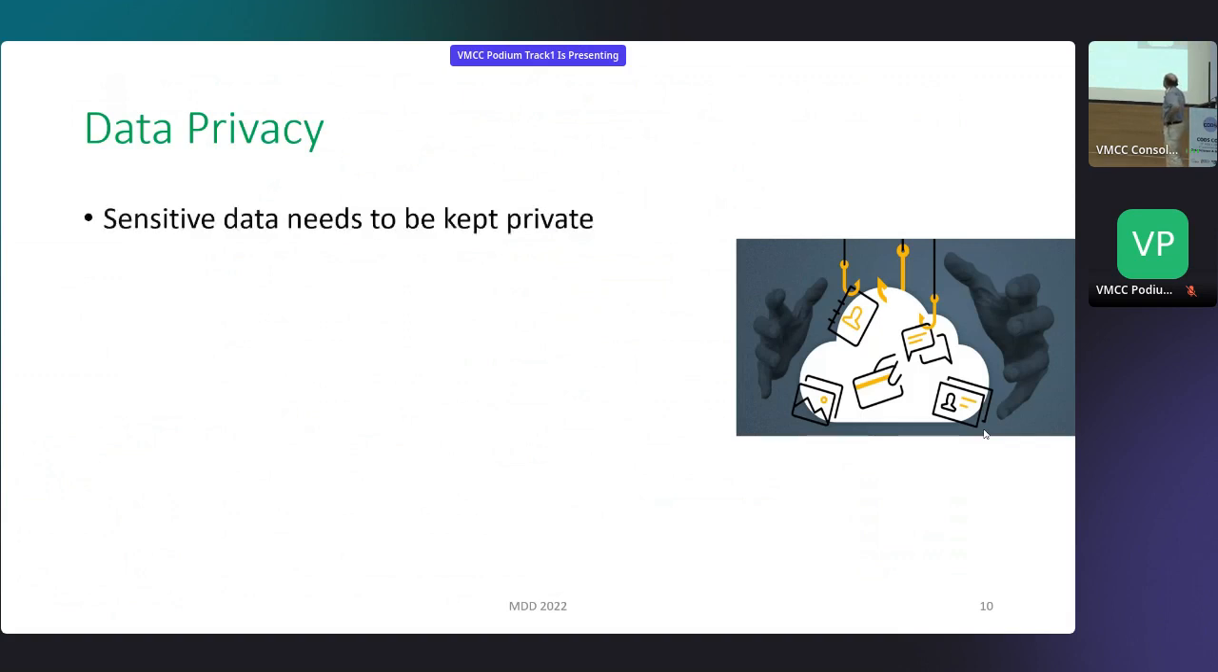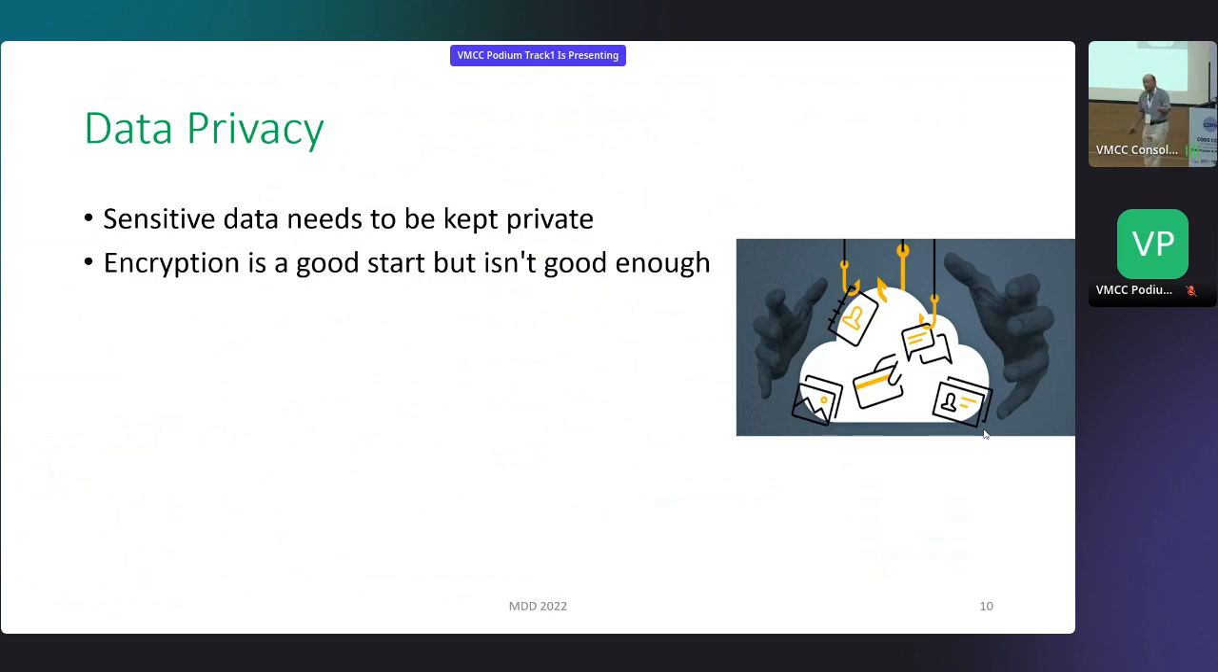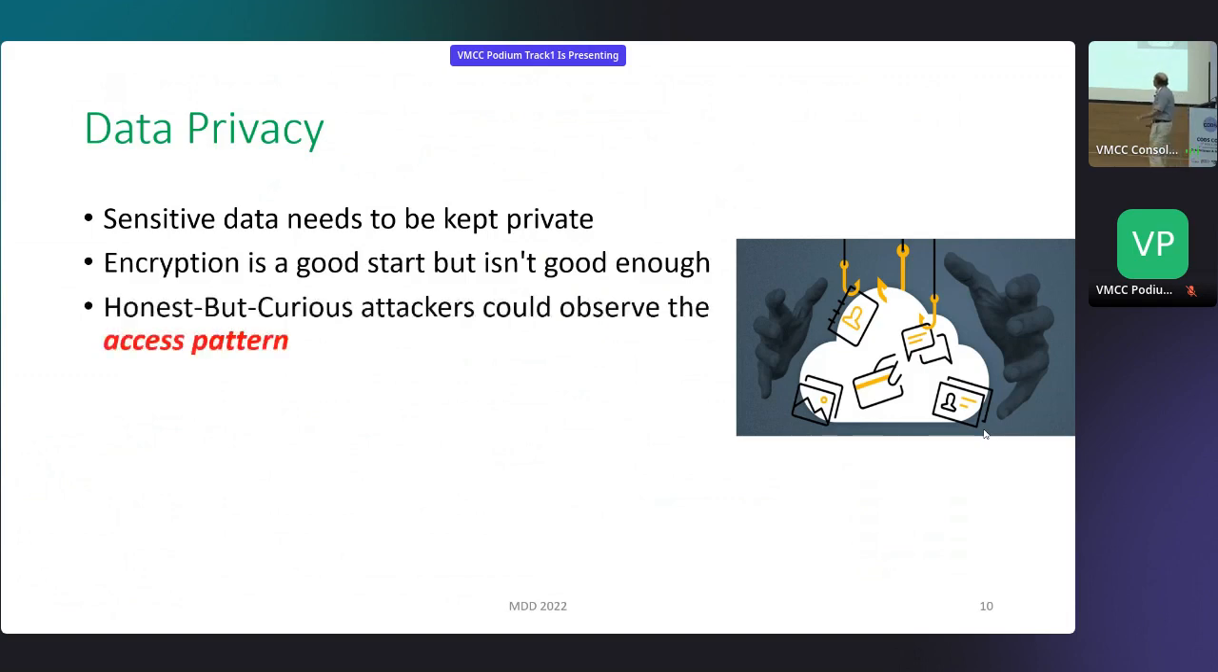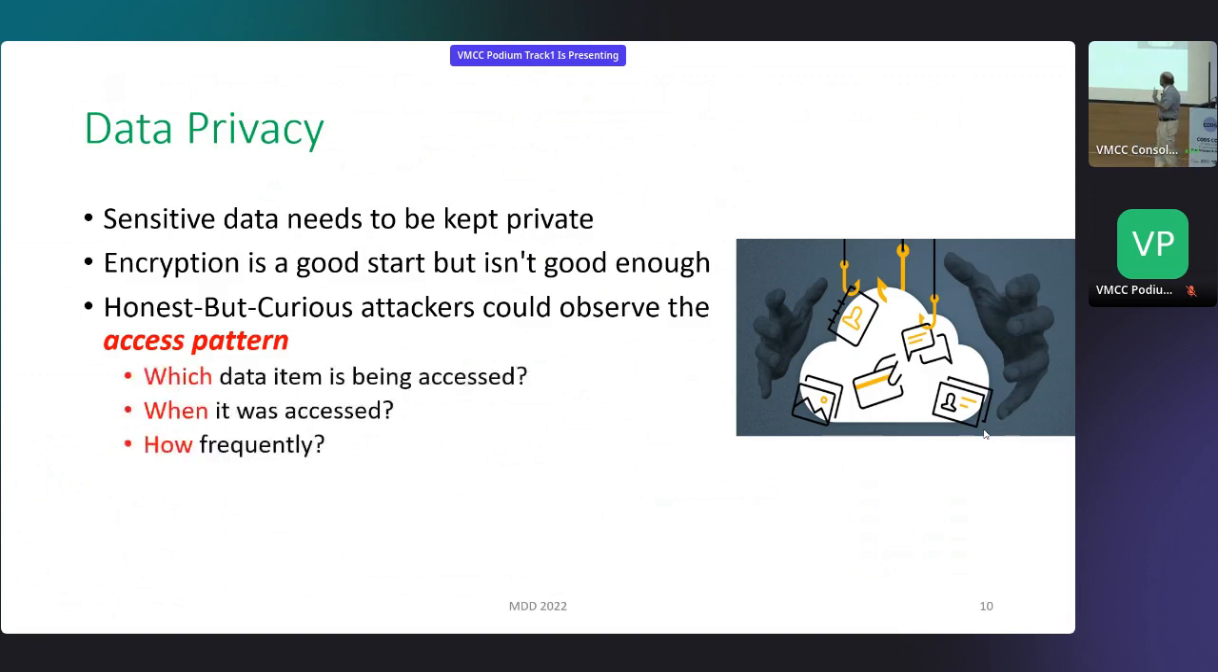So data privacy, sensitive data needs to be kept private, and encryption is a good start, but it's not enough. And finally, access pattern is important. So the adversary figures out, an honest but curious one, they answer everything correctly, so they are not acting maliciously. There's a whole other part of privacy that deals with malicious failures and what's called Byzantine failures. So that's not this. But which item is being accessed, when it was accessed, how frequently an item is accessed, you can figure out things based on this.